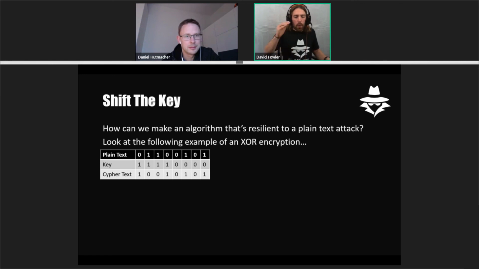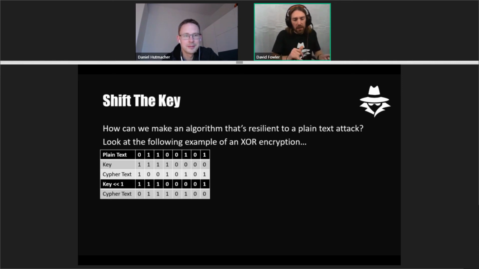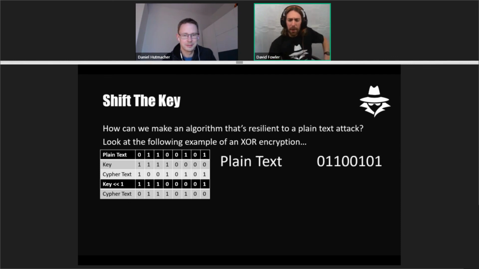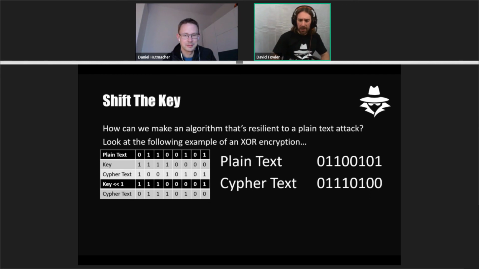But what if we were to perform a second round of XOR? What if we were to perform a cyclic bit shift on that key and use that bit shifted key to perform another round of XOR against our ciphertext? Well, shift that key by 1, we end up with the key 111000001. Apply that to our ciphertext, and we get the final ciphertext of 01110100.